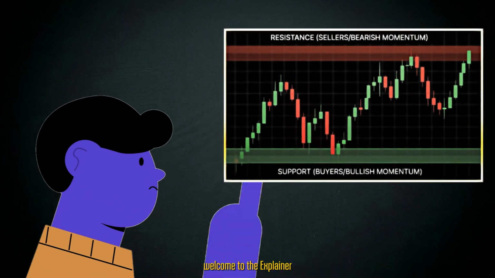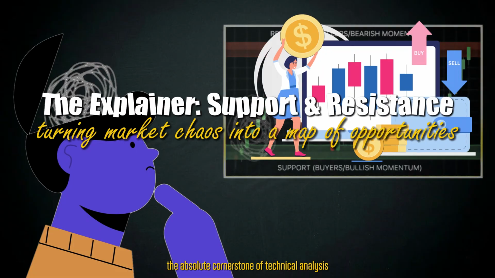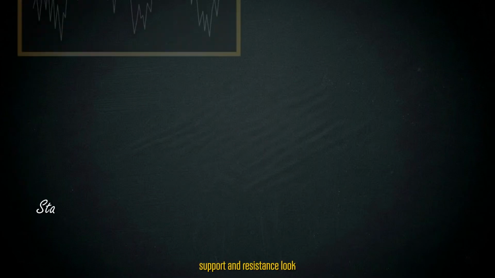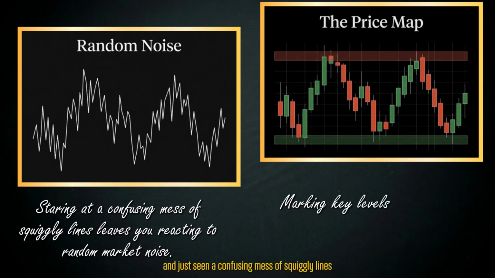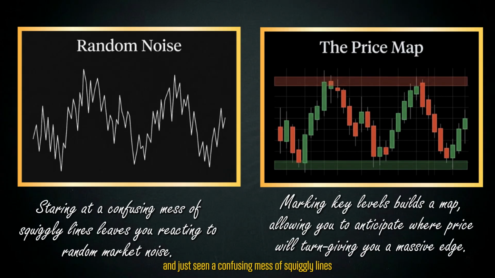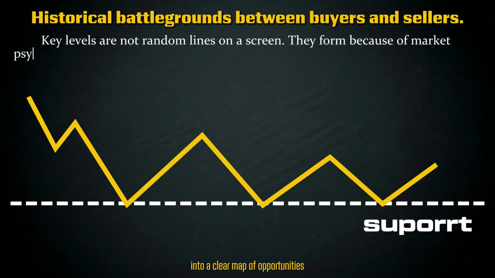Welcome to The Explainer. Today, we're diving into something that is, without a doubt, the absolute cornerstone of technical analysis, support and resistance. Look, if you've ever stared at a price chart and just seen a confusing mess of squiggly lines, this explainer is for you. This is the key to turning that chaos into a clear map of opportunities.